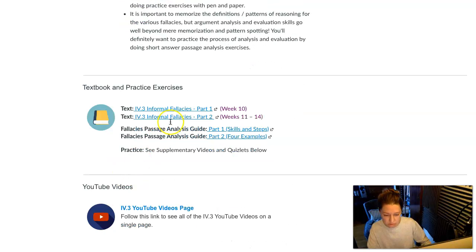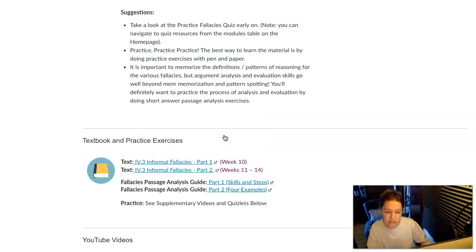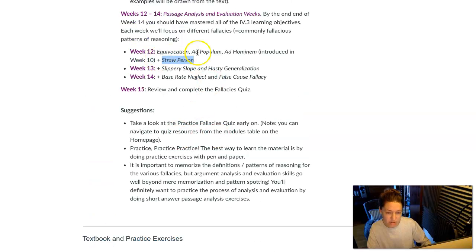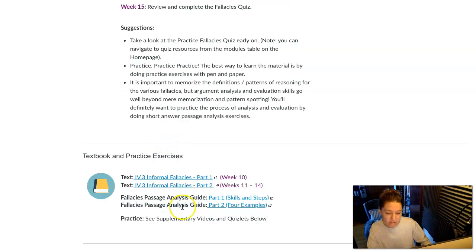So you might want to review the text. Part 2 here is the one that goes through each of the 4 fallacies, especially the new one, straw person. And review the fallacy passage analysis guide, because there is going to be at least 1 short answer question per week, and you'll want to use the fallacies passage analysis guide as your guide to answering these questions.